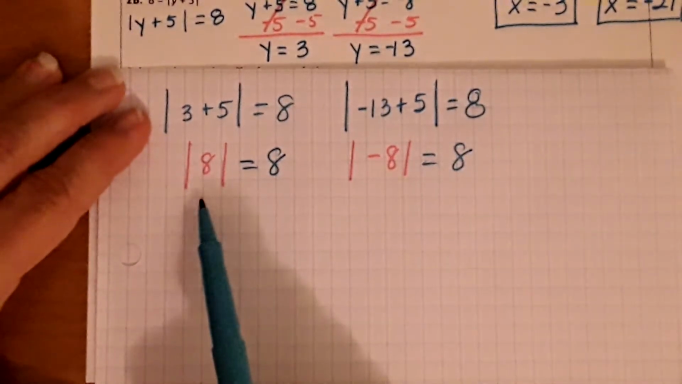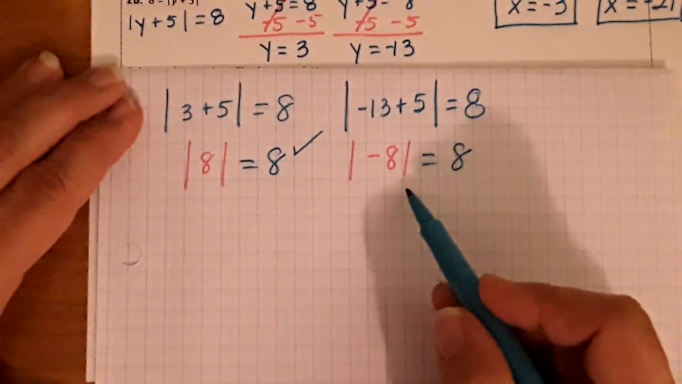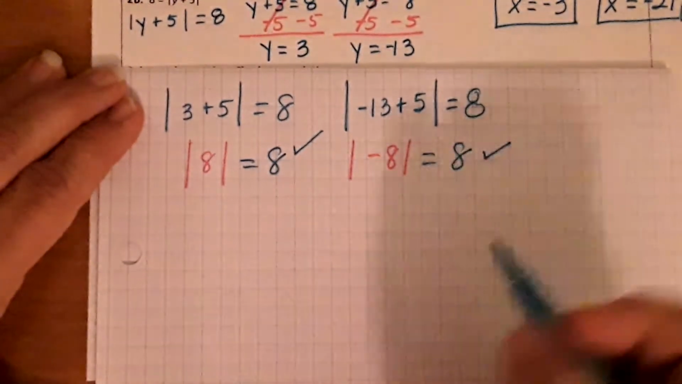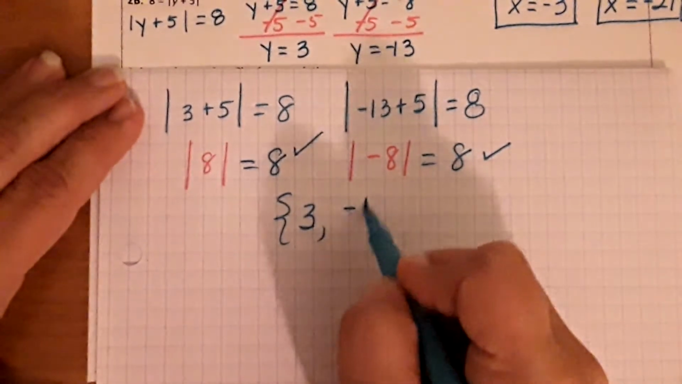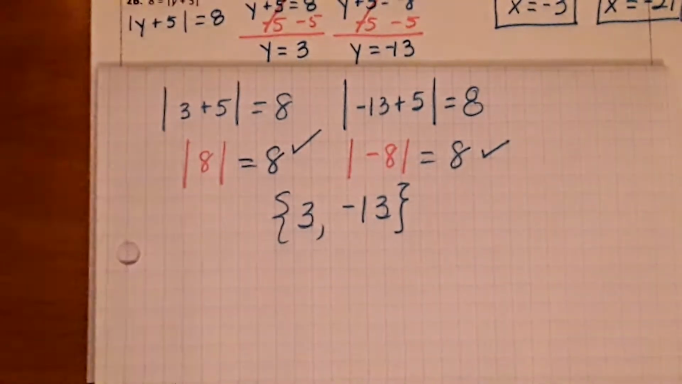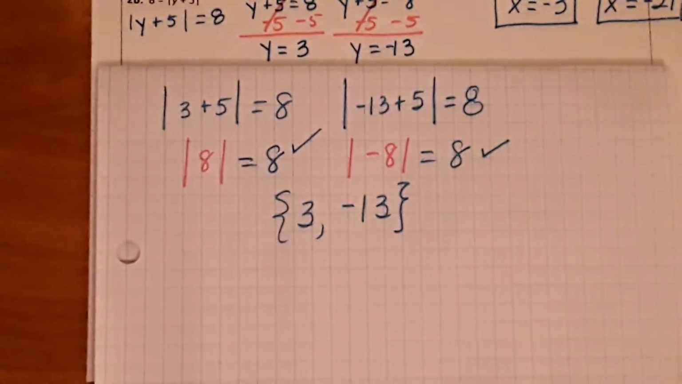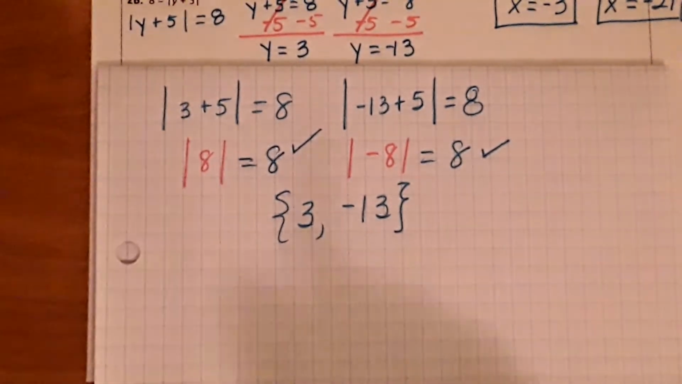Is the absolute value of 8 8? Yes, it is. Is the absolute value of negative 8 8? Yes, it is. So are our answers 3 and negative 13? Yes, they are. You guys, just take it slow. You've got this. I know you can. Don't rush it. So I think we've got it.